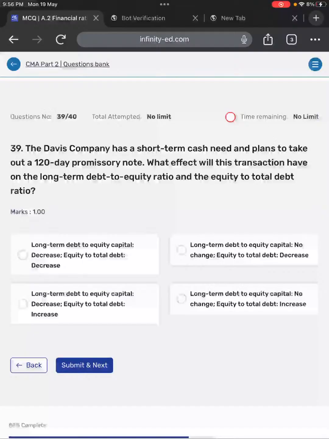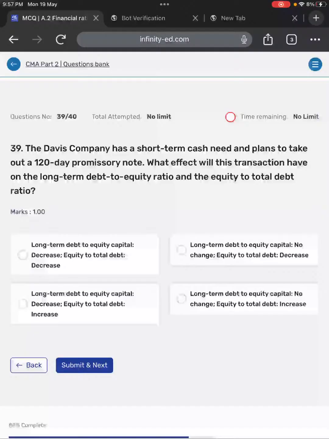Now question number 39. Davis company has a short-term cash need and plans to take out a 120 days promissory note. What effect will this transaction have on the long-term debt to equity ratio and the equity to total debt ratio? Long-term debt to equity and equity to debt ratio.